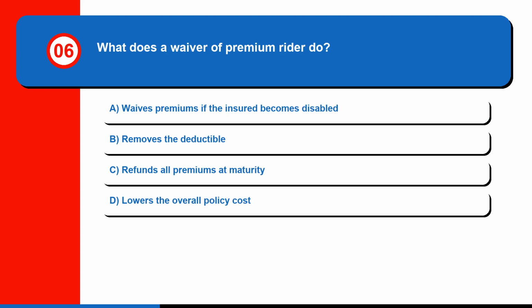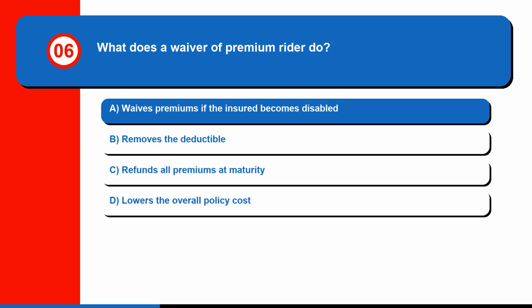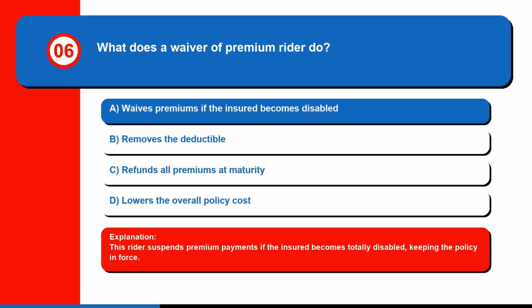Question 6. What does a waiver of premium rider do? A. Waives premiums if the insured becomes disabled. B. Removes the deductible. C. Refunds all premiums at maturity. Or D. Lowers the overall policy cost. The correct answer is A. Waives premiums if the insured becomes disabled. This rider suspends premium payments if the insured becomes totally disabled, keeping the policy in force.